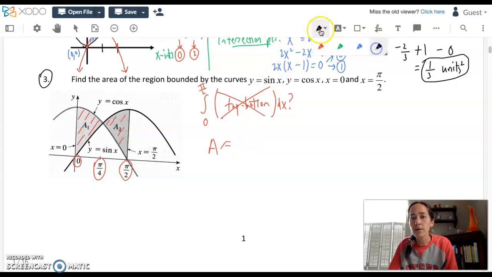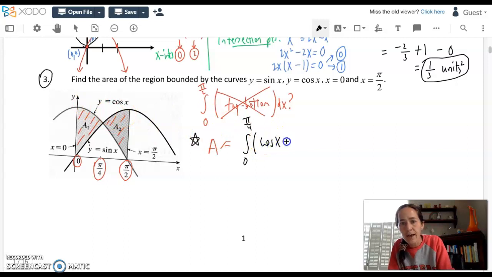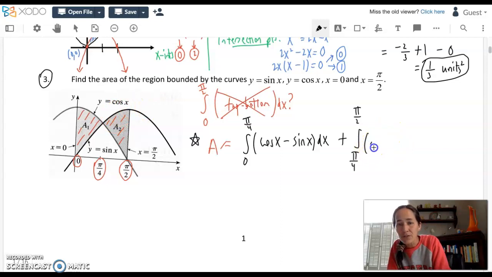In two separate parts. So one strategy, I'll just start this as one option, would be to go, okay, so from 0 to pi over 4, what function's on the top? Cosine starts as top, and then it switches to the bottom. So this is cosine minus sine dx. And I could add the integral from pi over 4 to pi over 2 of, now they flip-flop. So now, what is it? Sine is on the top, and then cosine's on the bottom. Sine of x minus cosine of x.